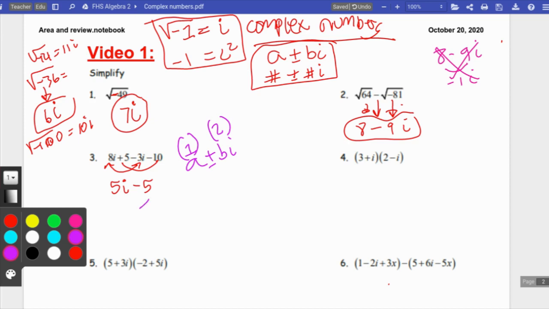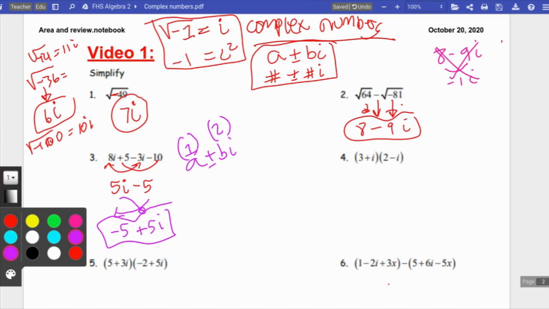So what I need to do is bring this to the left, which is -5i, a -5, and I'll bring that to the right, +5i. You're done. It just has to be written so that the number with the i is at the end. All right, done here. Let's go to number 4.